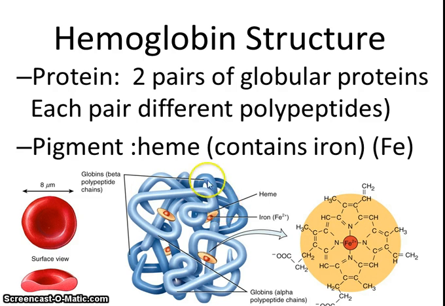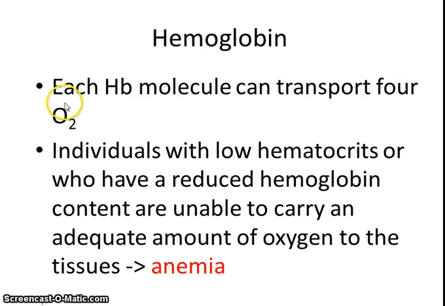On each subunit of hemoglobin, this protein with 4 subunits, there is a heme group. That heme has the iron in the middle where oxygen can bind. So you've got 1, 2, 3, 4 subunits with 1, 2, 3, 4 hemes. That means that each hemoglobin can transport 4 oxygen molecules.